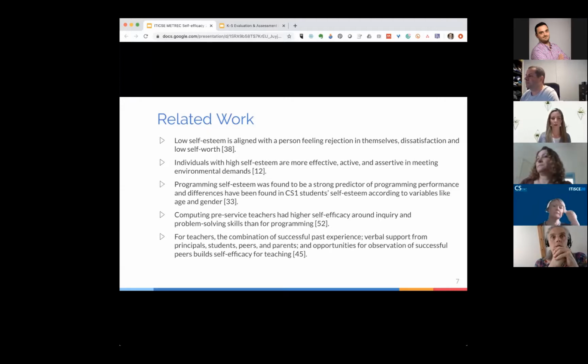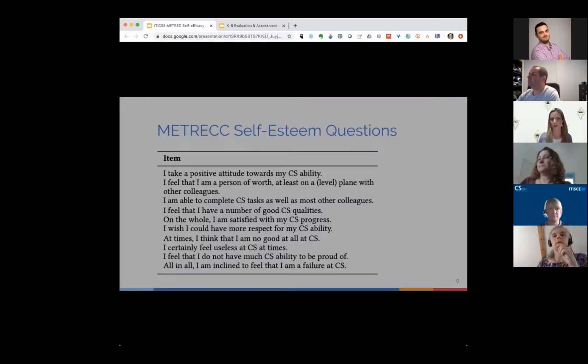So there's not a lot of research out there that we could find, and so we really wanted to explore this aspect of self-esteem in more detail. So we'll take a look at the methods.